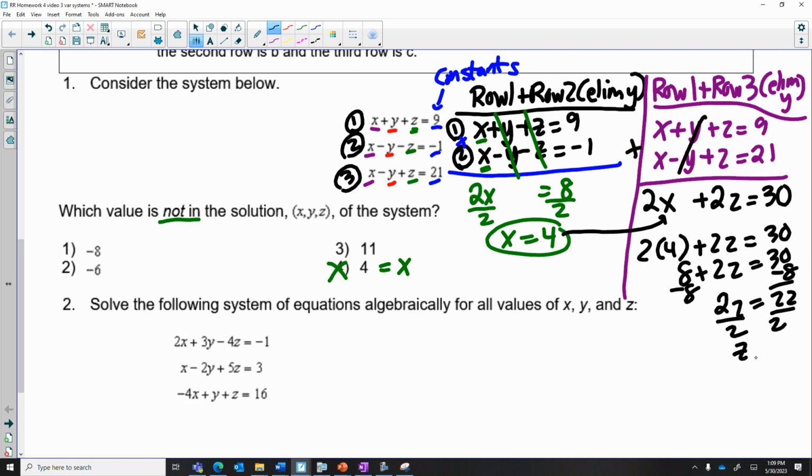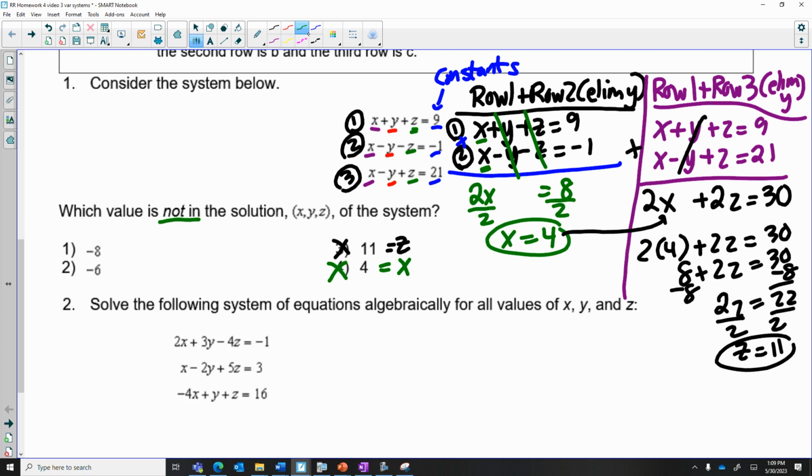So notice I'm going to get z equals 11. Again, that's an answer that is in the solution set, choice 3. So it's not going to be choice 3 because it says which is not in the solution set. So now I have x, I have z, I have to go back and solve for y.